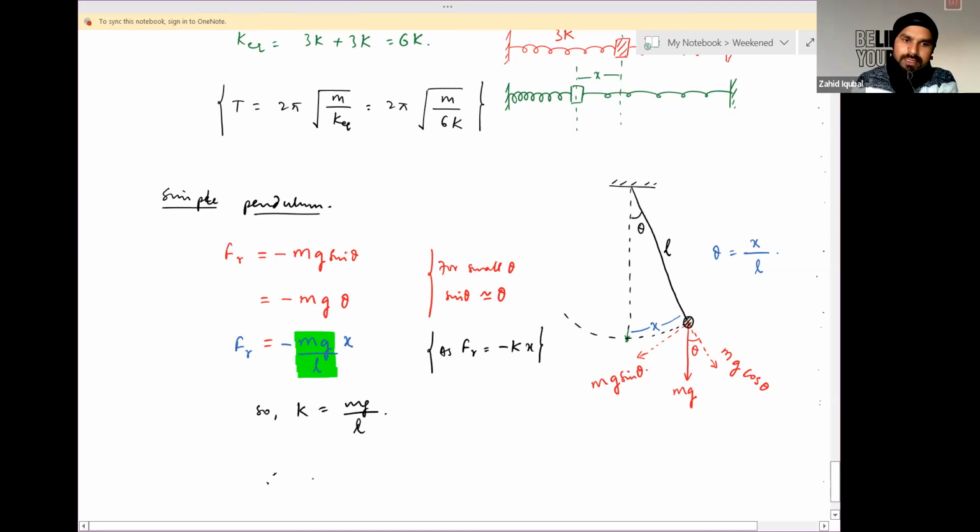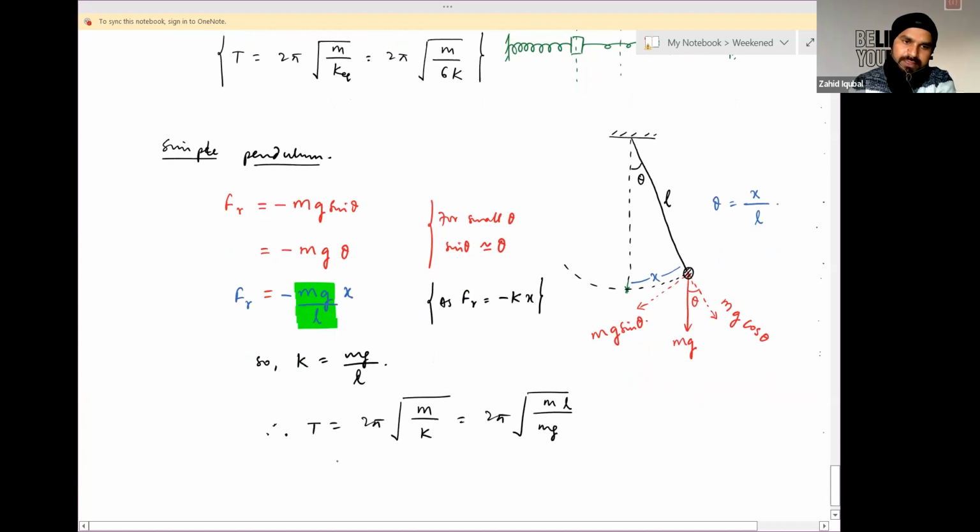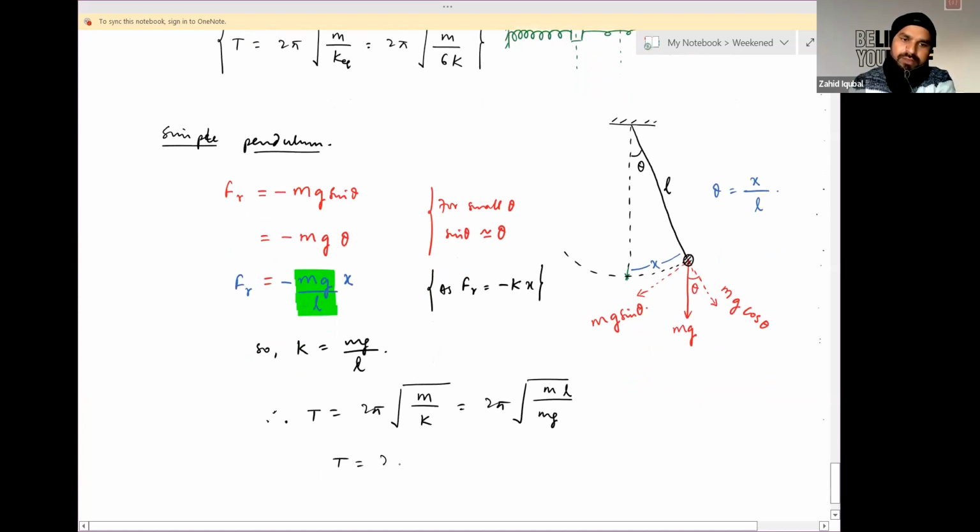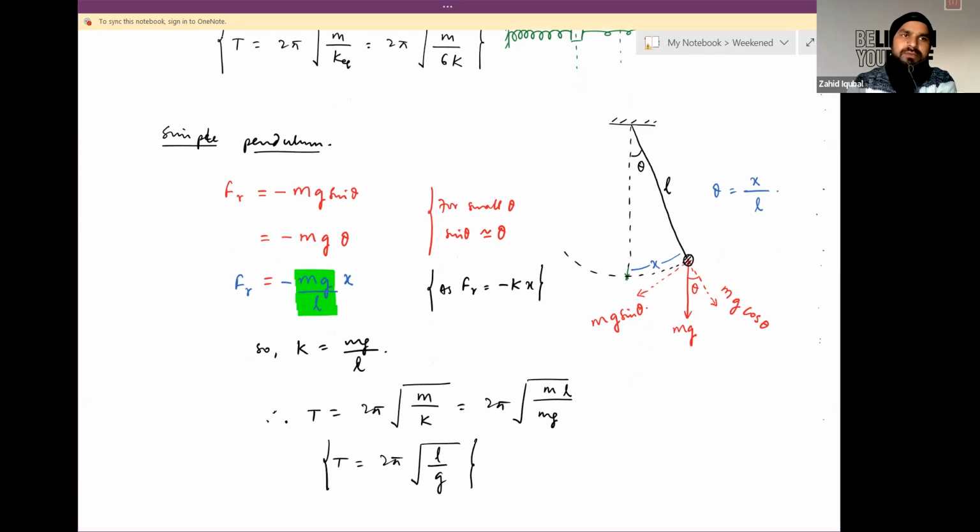According to this, time period equals 2 pi root under m by k. So it will be 2 pi root under m, and for k we have mg divided by L. So m and m cancel out, and you're left with time period equals 2 pi root under L by g, the final expression for calculation of the time period of a simple pendulum.